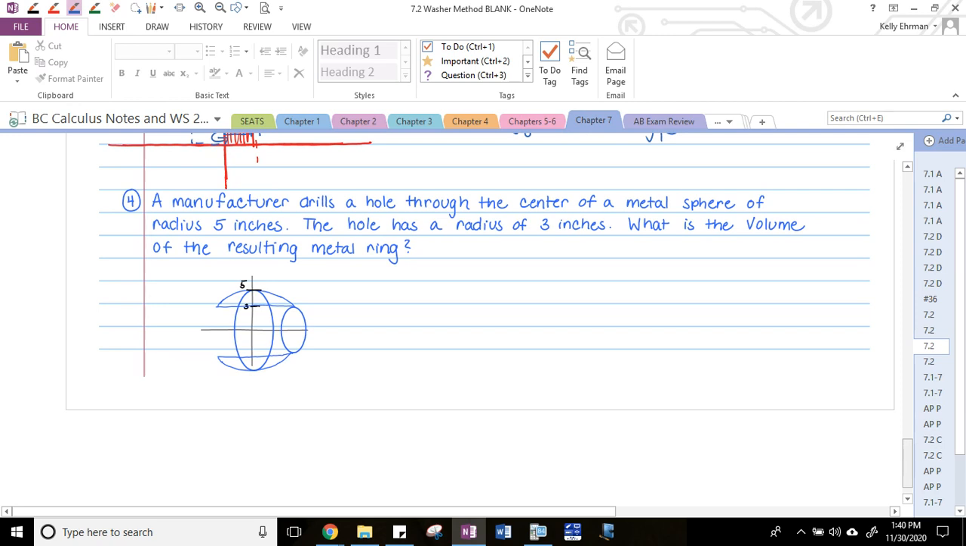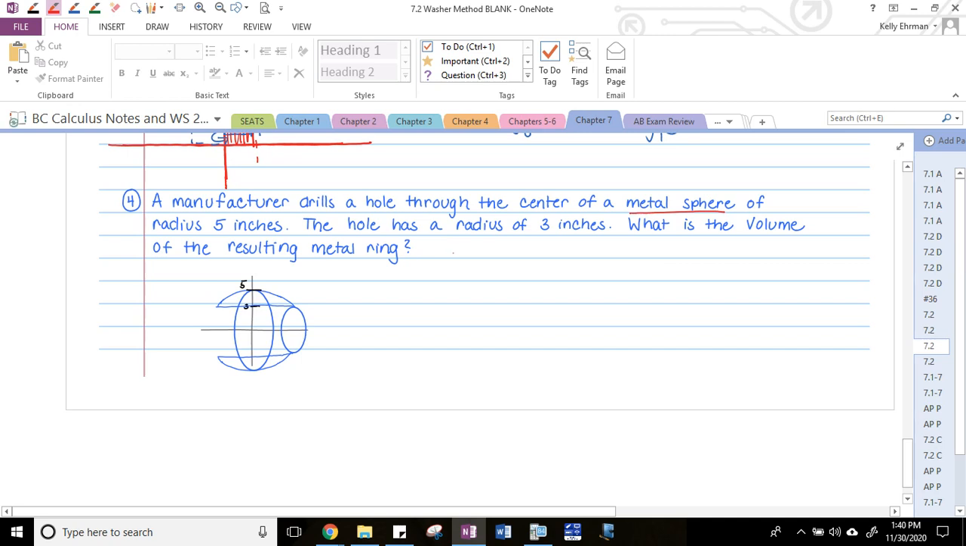Okay, number 4. This picture is a bit strange, but let's try to think of what we're looking at. A manufacturer drills a hole through the center of a metal sphere. It's supposed to be a sphere of radius 5 inches. The hole has a radius of 3 inches. What is the volume of the resulting metal ring?